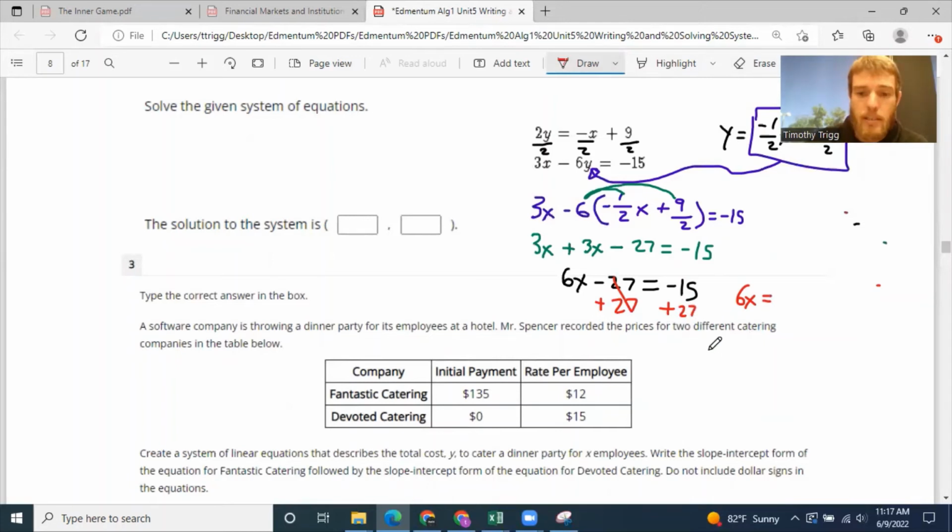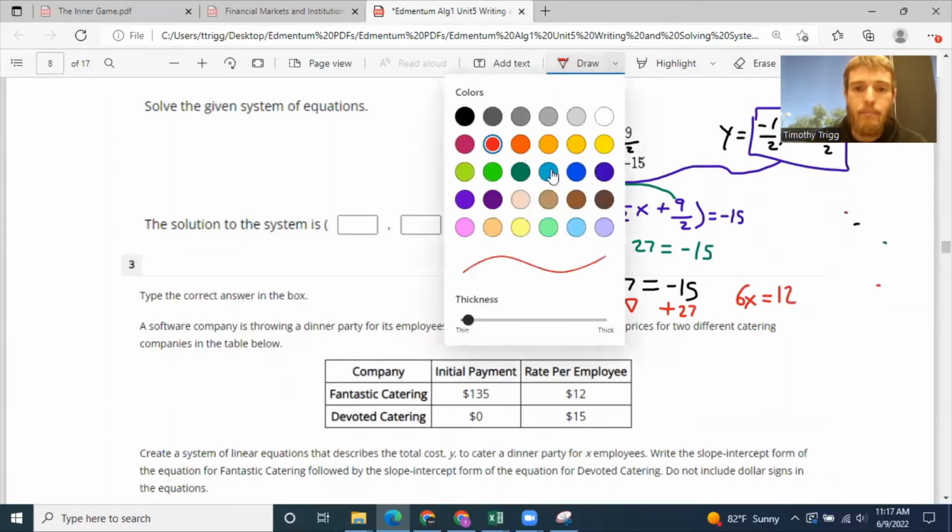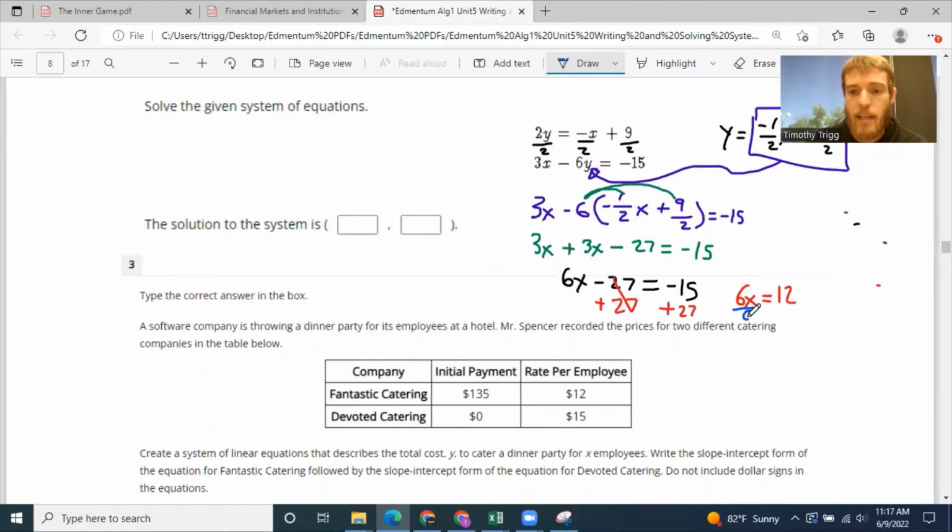-15 plus 27 is +12, because we have more positives here. Then divide both sides by 6 to get x by itself. Giving us the value of x is 2. So now we know the value of x.